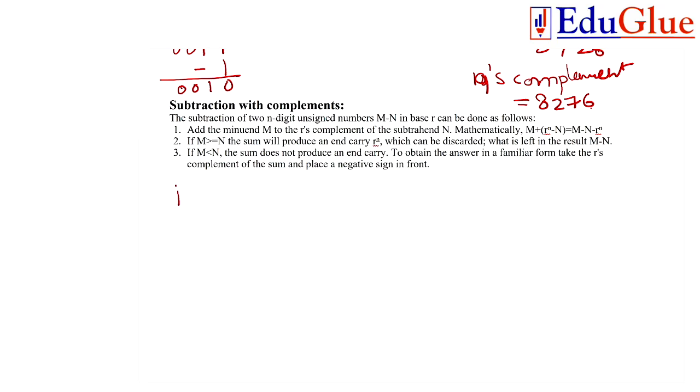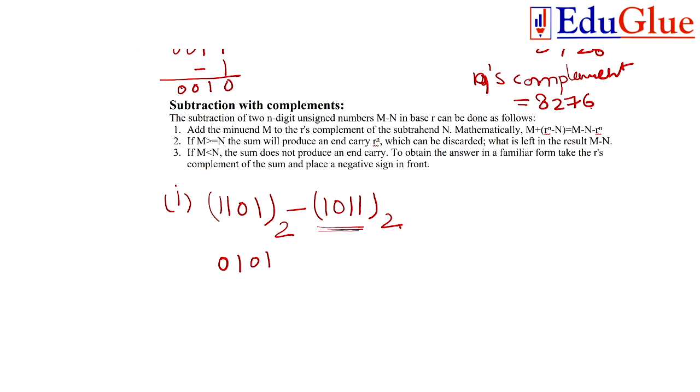We will follow these steps only. So let's take the first example, 1101 base 2 minus 1011 base 2. Let's say we want to subtract these two numbers. So first of all, we need to take the r's complement of this number, which is negative, because we take the complement of only the negative number. Its complement is going to be 0, 1, 0, 1.